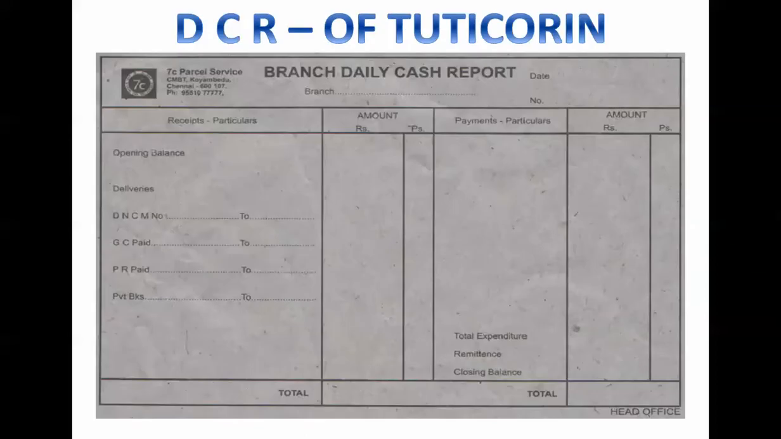Now let's say we are preparing, for example, the DCR of Tuticorin office. Tuticorin has this daily cash report. This is a blank DCR given here as an example. Now how does one proceed?